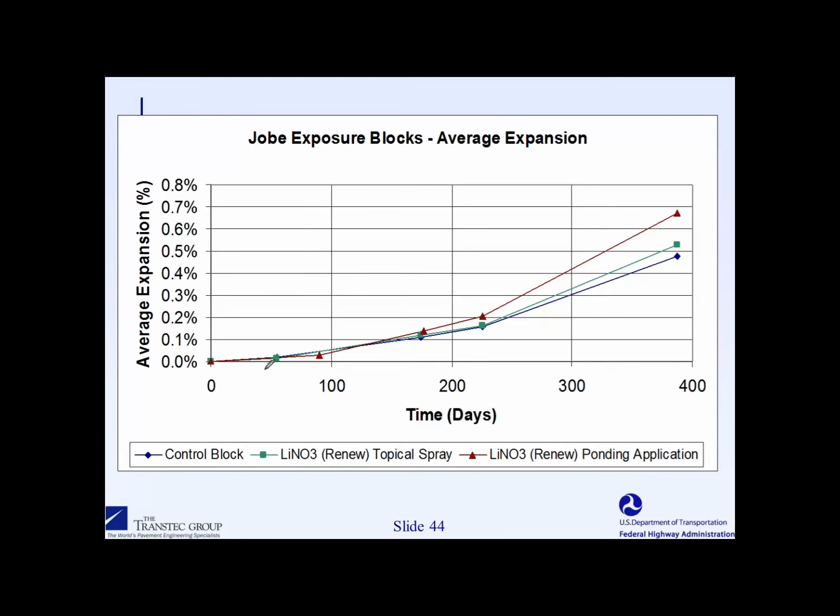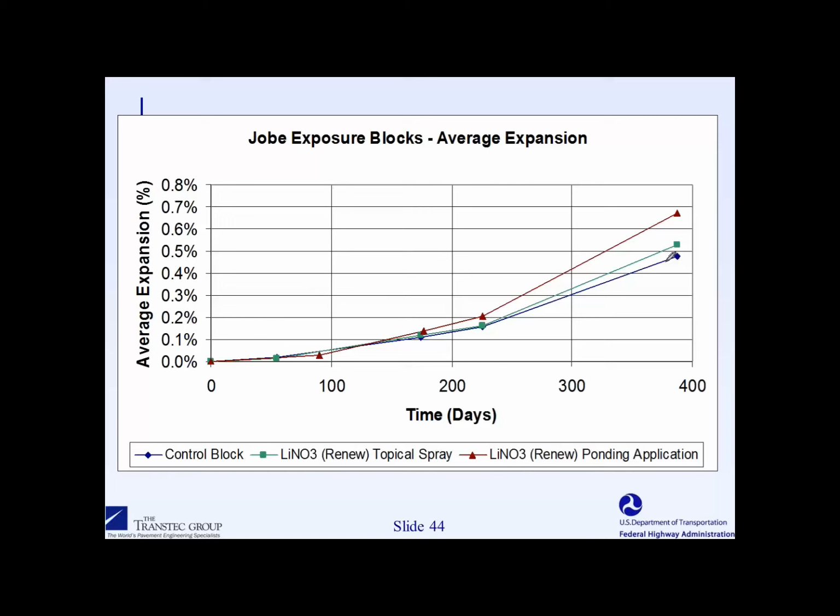And when we look at the expansion, this is showing expansion on the y-axis versus time on the x-axis. Starting at the bottom here, this blue diamond was the control block. And you can see that after about a year or so, it expanded almost 0.5%. The next line above it was the block that was sprayed once a week for 32 weeks. And lastly, the maroon triangle line shows the continuous ponding application. What's interesting to note is both of these blocks here expanded more than the control.